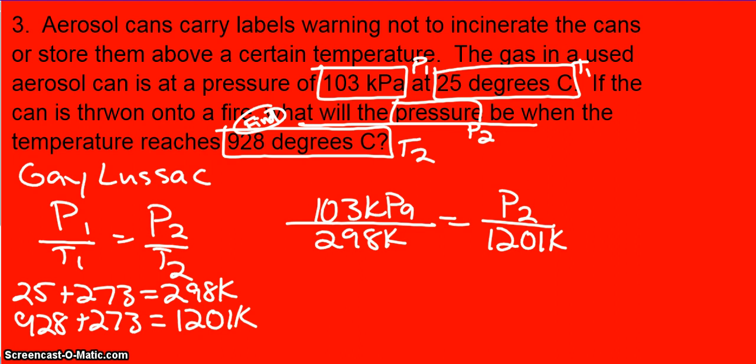So again, I'm going to multiply both sides times the 1201 to clear out that part. Again, cross multiplying will work as well because you're using a ratio. I just like to do it this way, but you will be fully supported if you do it the other way. And our answer with correct sig figs is 415 kilopascals.